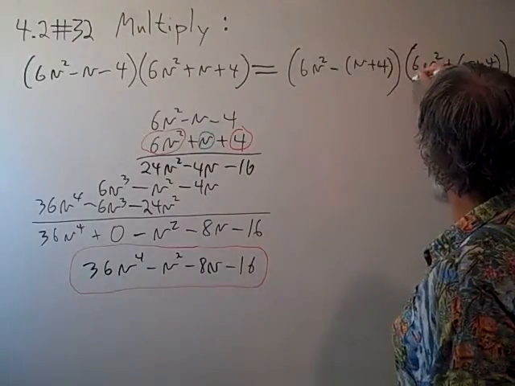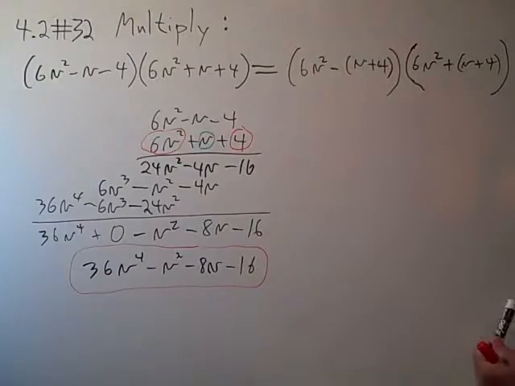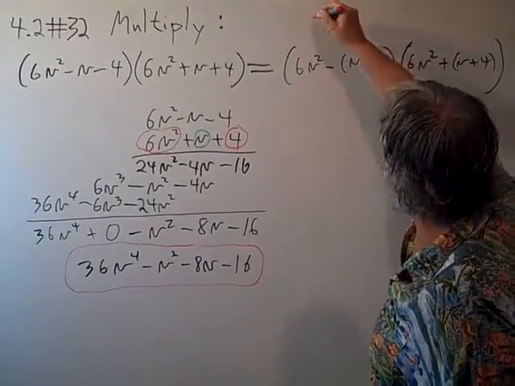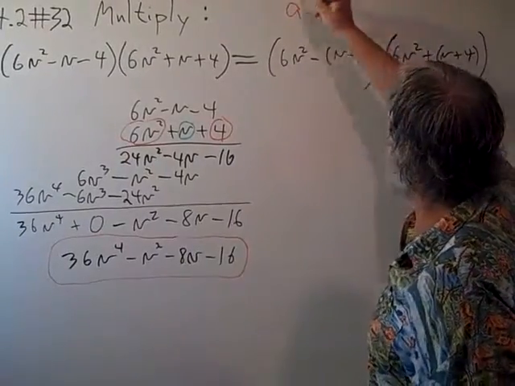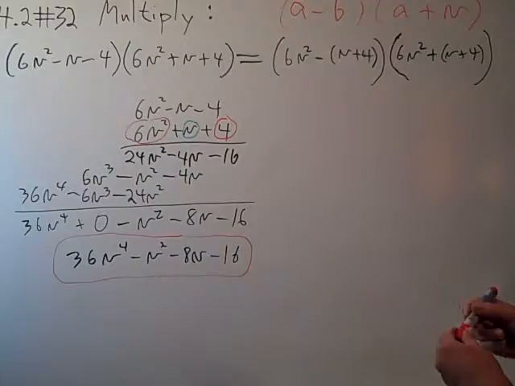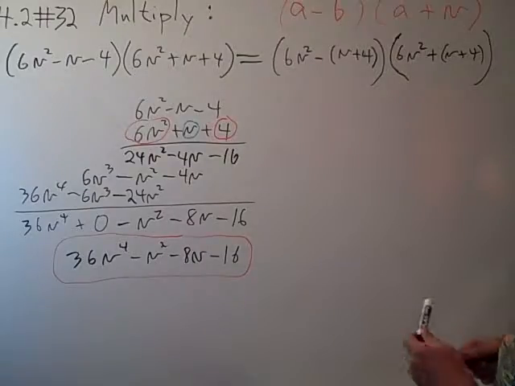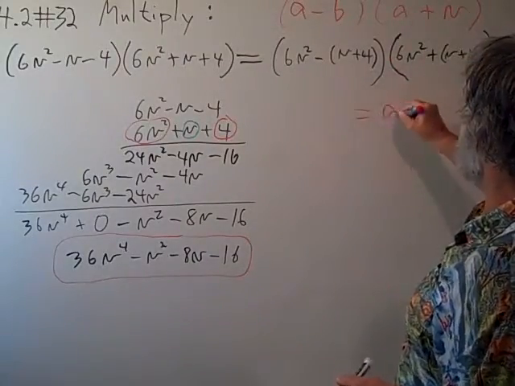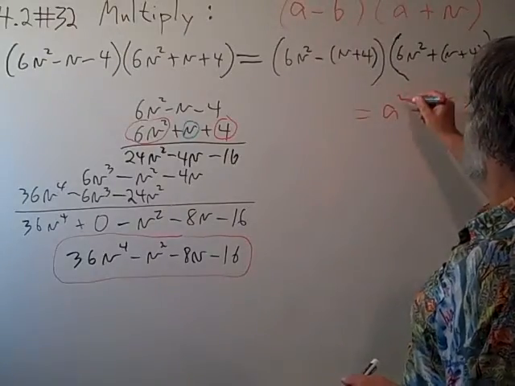And notice here that all I did was put parentheses around the v plus 4. So this should remind you of the formula a minus b times a plus b. And you remember the result of that is a squared minus b squared. So that in the parentheses is a squared minus b squared.